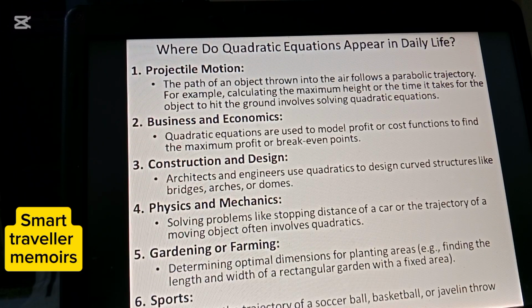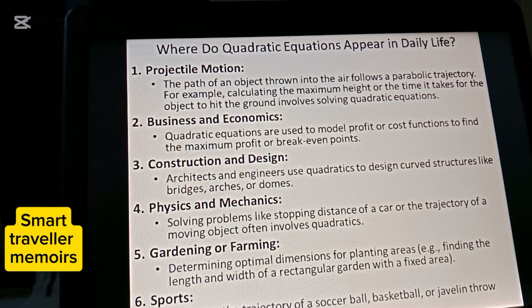Where do quadratic equations appear in real life? 1. Projectile motion. 2. Business and economics. 3. Construction and design. 4. Physics and mechanics. 5. Gardening or farming. And number 6. Sports.